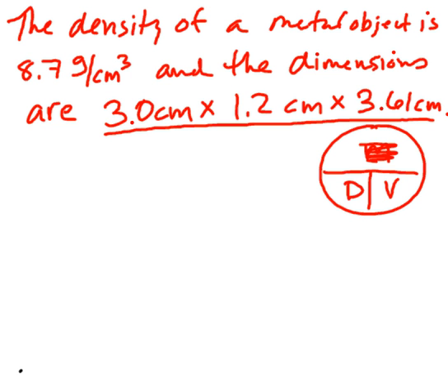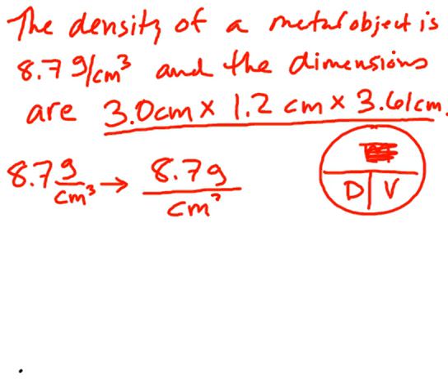So first thing I'm going to have is 8.7 grams per centimeter cubed. Now, there's another way to write this, okay? I can also write this like this, 8.7 grams over cubic centimeter. Because that's pretty much what it means, the same thing. It's this many grams per cubic centimeter. So we have that right there. We'll hold on to this. That's the density. And then we'll quickly do the volume.